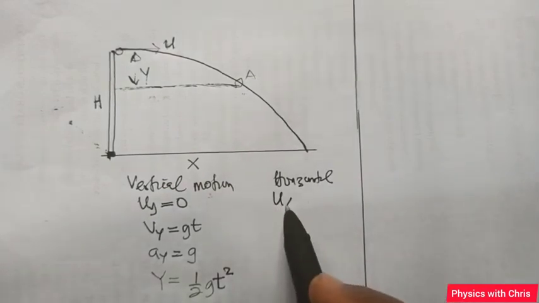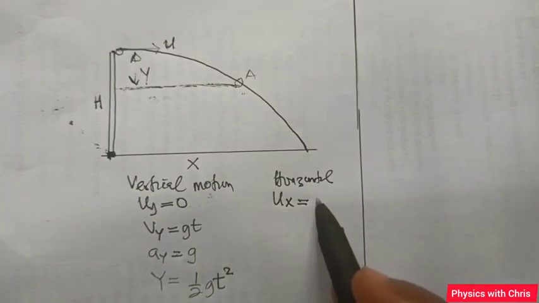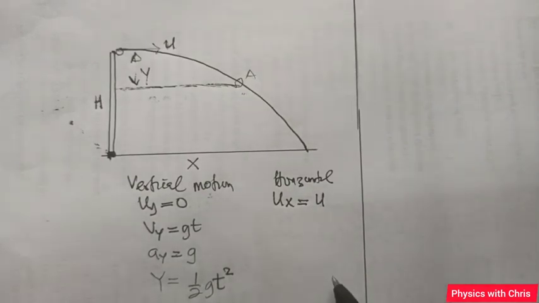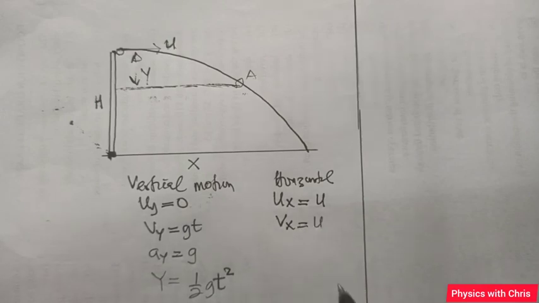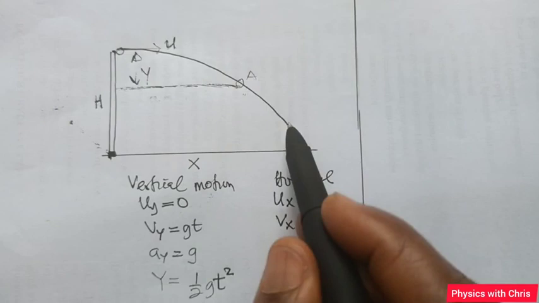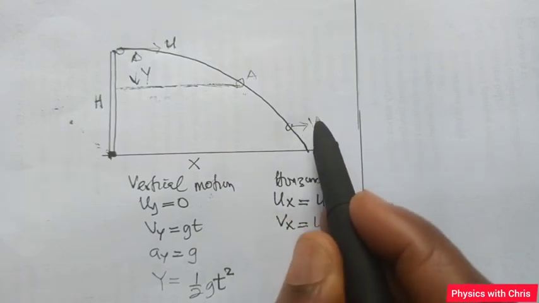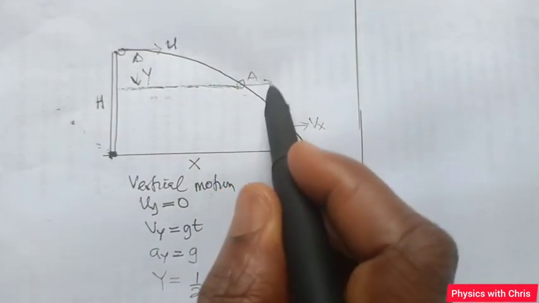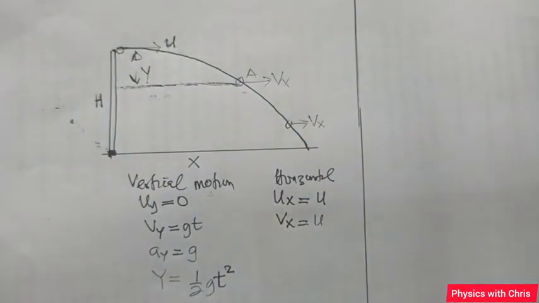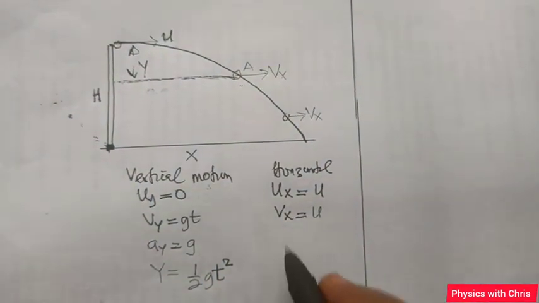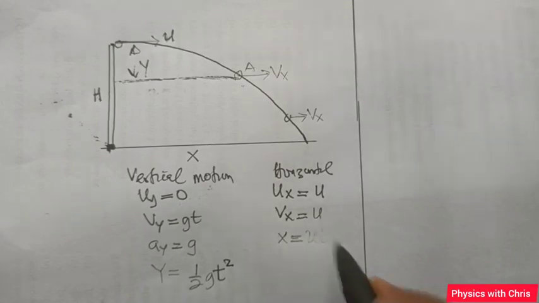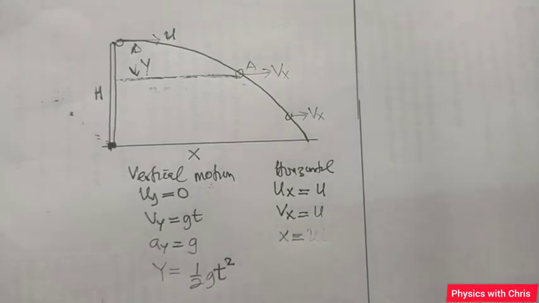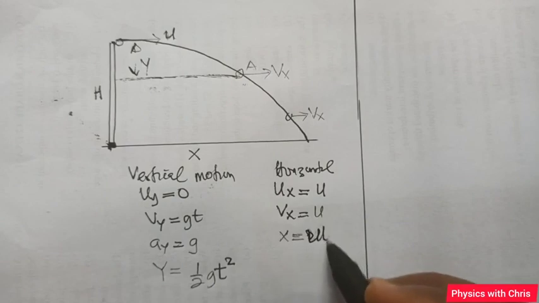We say that the initial velocity in the horizontal direction, let's call that u, so they can use another symbol, v or whatever symbol. Now vx is u, because the body does not accelerate in the horizontal direction, so the value of vx also remains the same throughout every point along the path. The horizontal velocity stays the same, and x equals u times t.